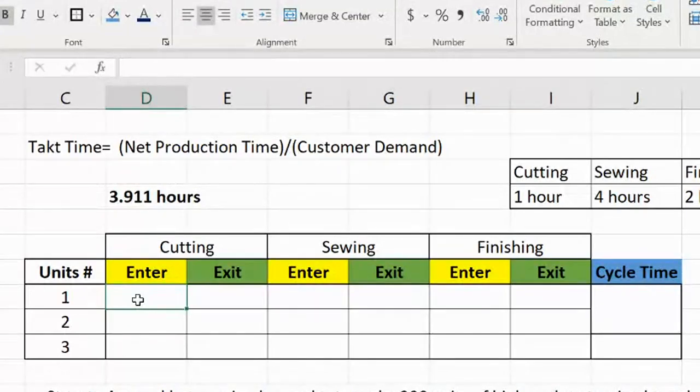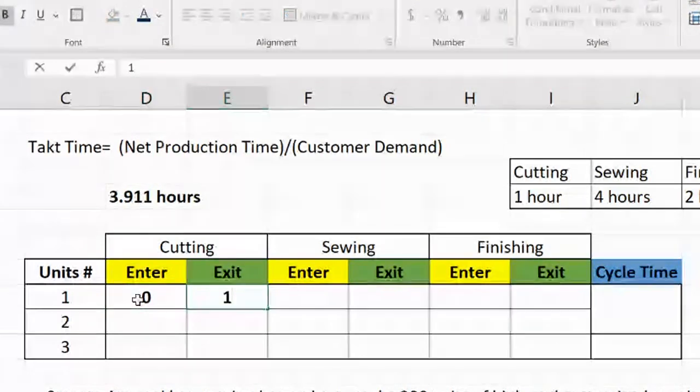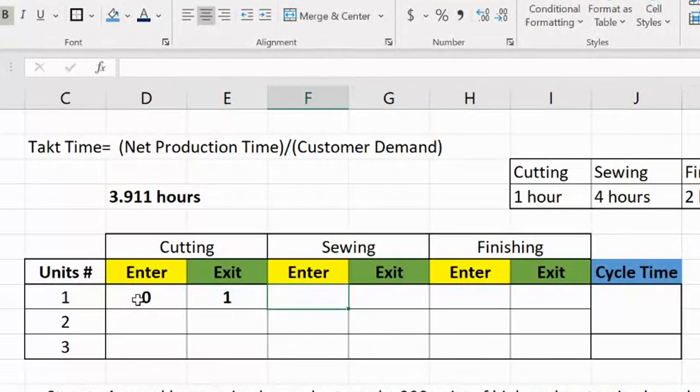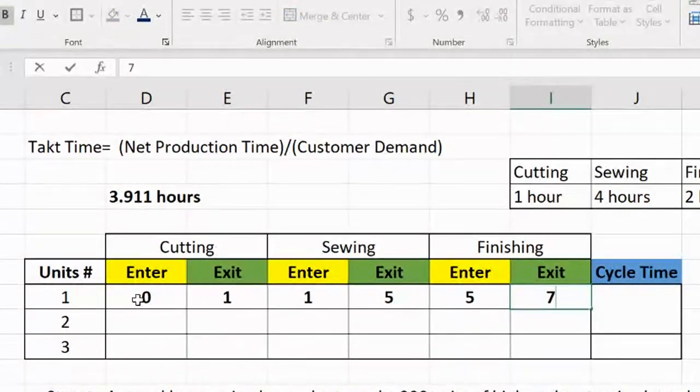The first unit will enter the cutting process at 0 hour, and then it will take 1 hour to complete the process. Then the unit will move to the next process, that is sewing. It will enter sewing at the first hour, and then it will come out of the sewing at the fifth hour, because it will take 4 hours to complete the sewing process. Then the unit will enter the finishing process at the fifth hour, and it will come out at the seventh hour, since it will take 2 hours to complete this finishing process.